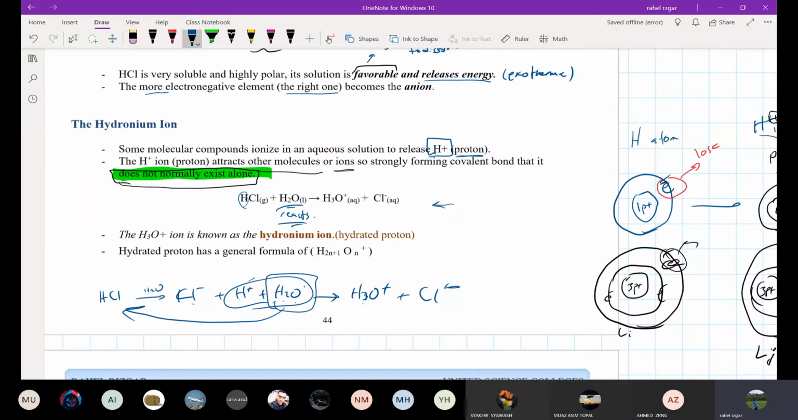And what do we call this H3O that is formed? We call it hydronium.